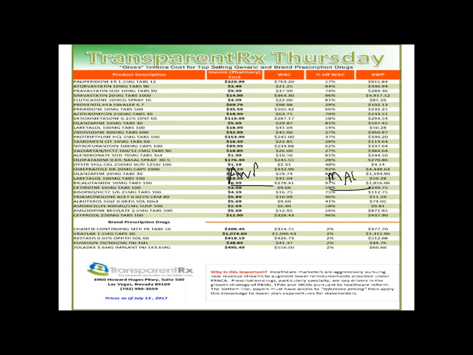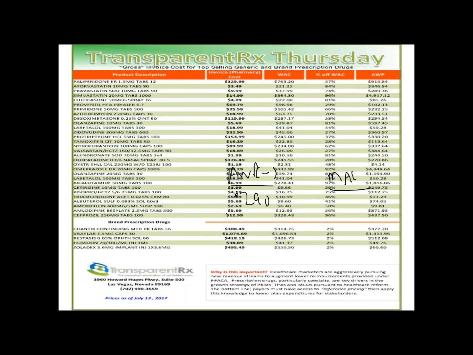Now let me show you how this works, real world. Let's take a look at pravastatin, generic. The AWP is $289.36. I'm going to keep it simple, make it $290. Under the AWP discount, say, let's call it a pricing method to the plan sponsor, AWP minus whatever the discount is. The list price is $290. With a discount of, let's say, 80%.